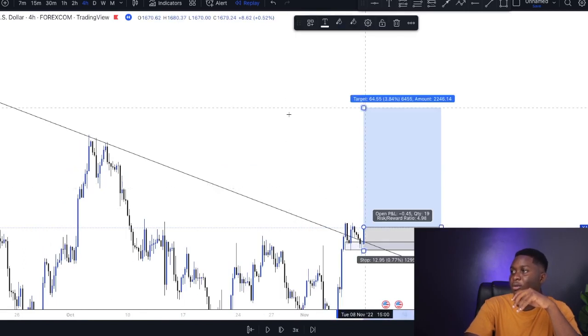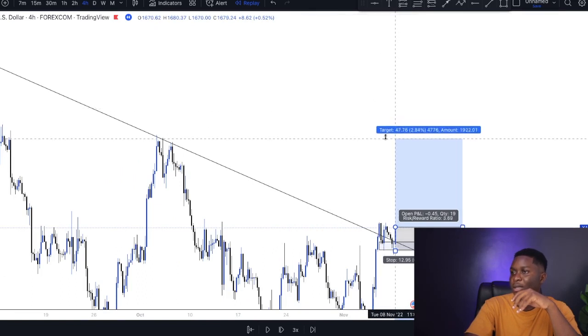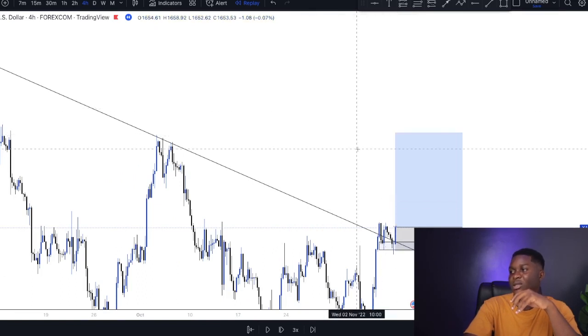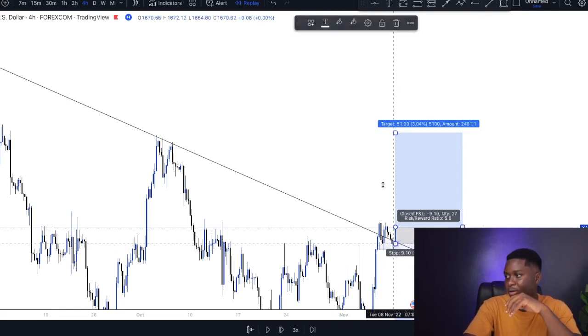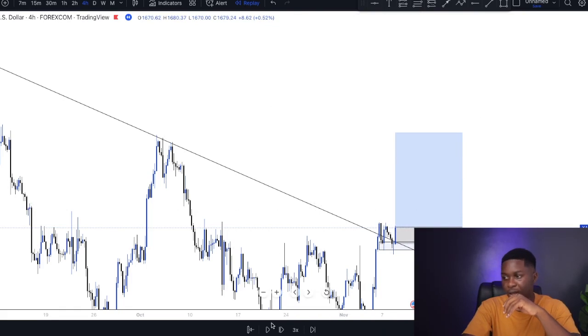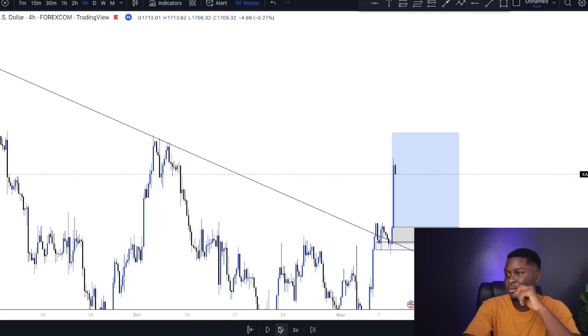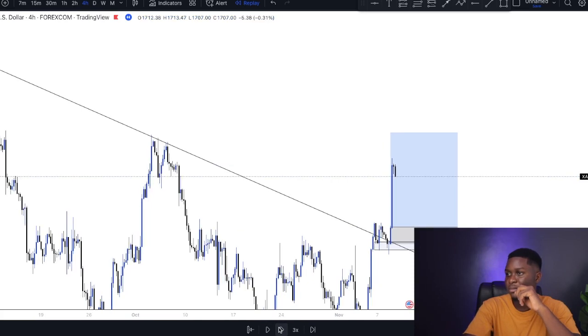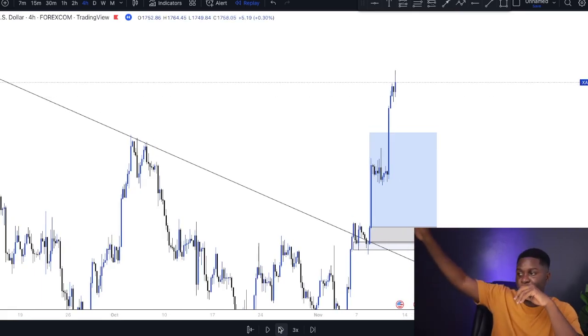So maybe I'm going to go for a risk to reward of 1 to maybe, and I'm going to target these highs over here. So this is about 510 pips, right? And I'm going to have my stops right beneath the structure, right? And now let's see how this trade runs. Finally, and then price continues to push up.